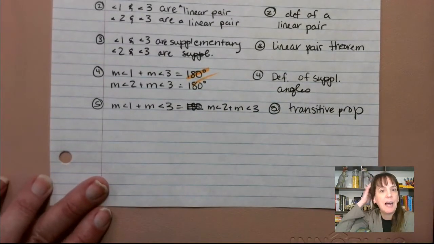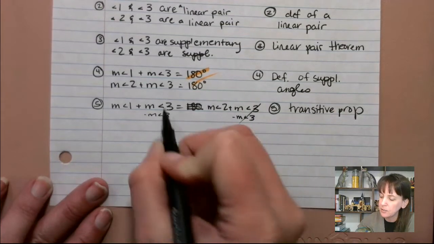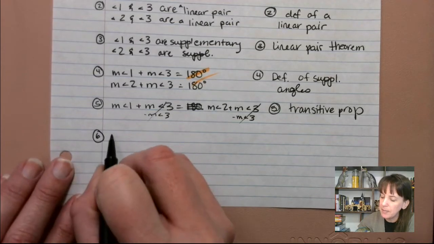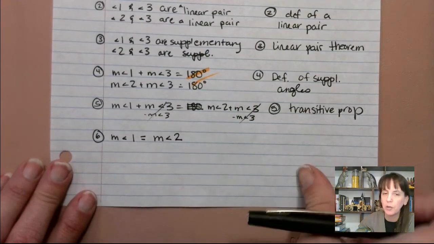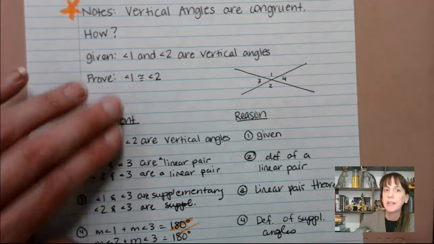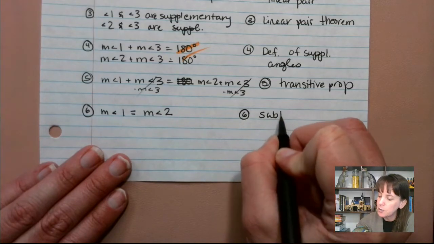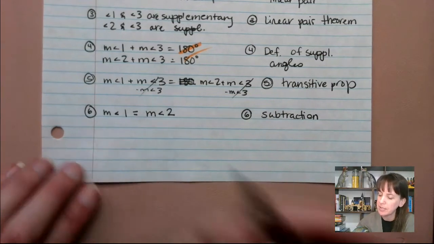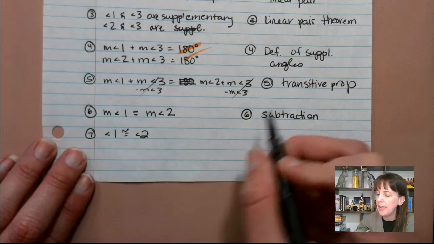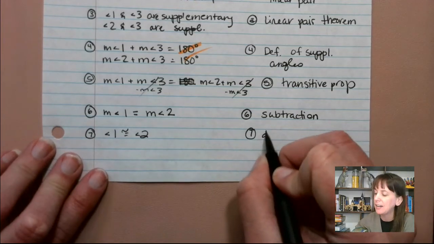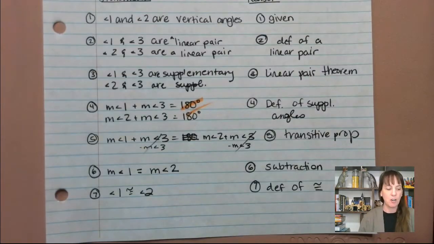Okay, so now that we've got this, we can say, if we subtract the measure of angle 3 from both sides, cancel, for number 6 we get the measure of angle 1 is equal to the measure of angle 2. Okay, so we're getting close, because again, we wanted to prove that angle 1 is congruent to angle 2. That is the subtraction property that allowed us to subtract from both sides. So for this last step, all we have to say is angle 1 is congruent to angle 2, and that is one of our favorites, definition of congruence. So that is how we can prove that those vertical angles are congruent.